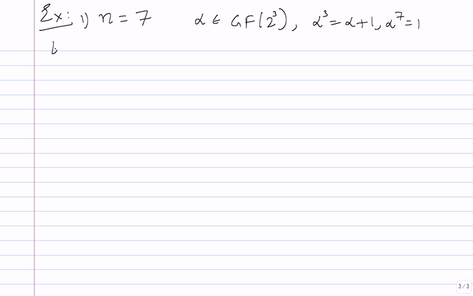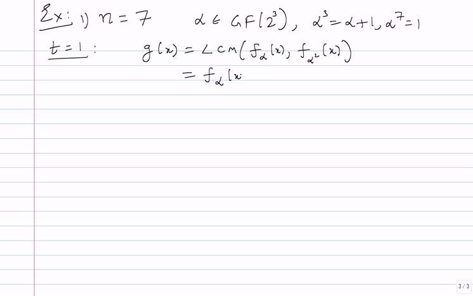Then, I want to think about the t equals 1, or the one error correcting BCH code. Okay, so what will be g(x) now? LCM of what? LCM of f_alpha(x) and f_alpha^2(x). But what do I know about f_alpha and f_alpha^2(x)? Both of them are the same. So this will become simply f_alpha(x). We did this exercise before. I went through and found out this f_alpha(x).